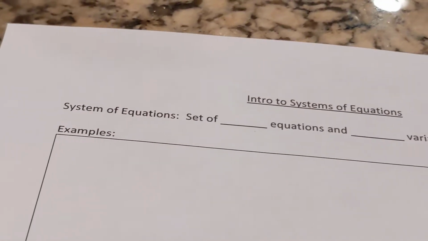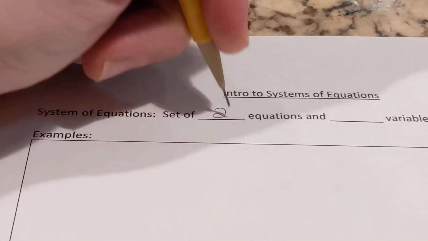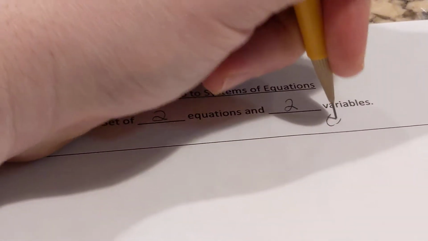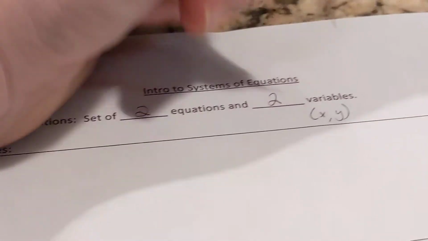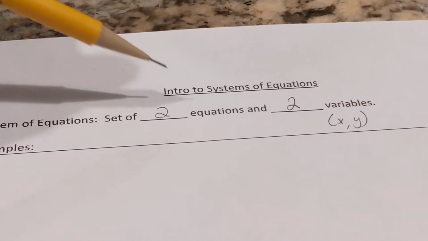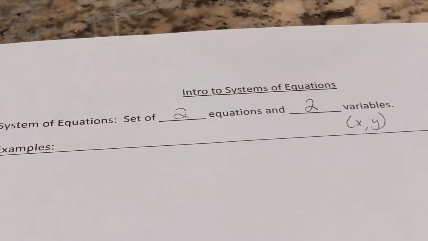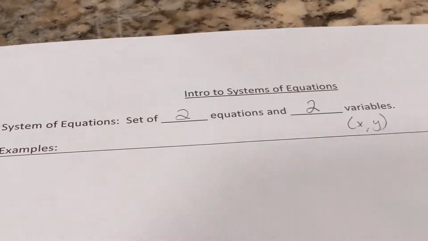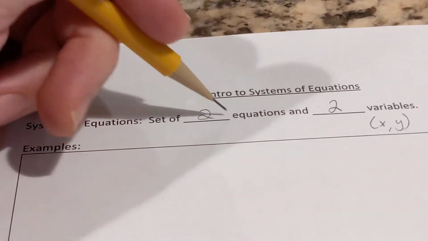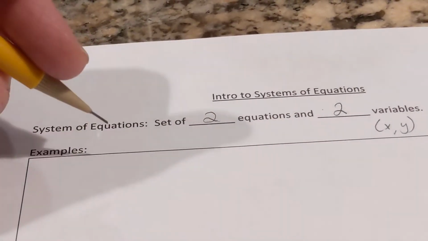So what is a system of equations? A system of equations is a set of two equations and two variables, usually x and y. Of course, we can use any variables, and there are certainly systems with more than two equations and two variables, but for our purpose we're going to stick with what are called 2x2 systems, although we will see a little bit of 3x3 systems.